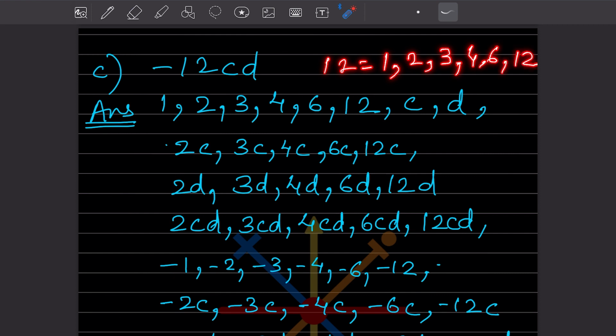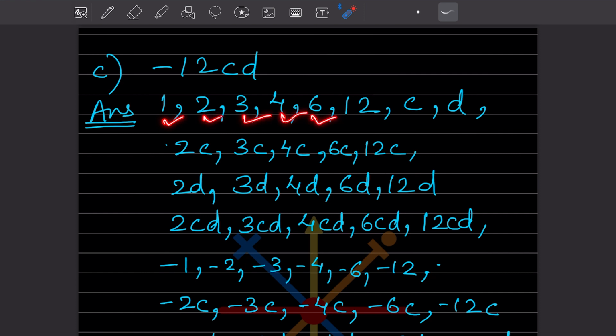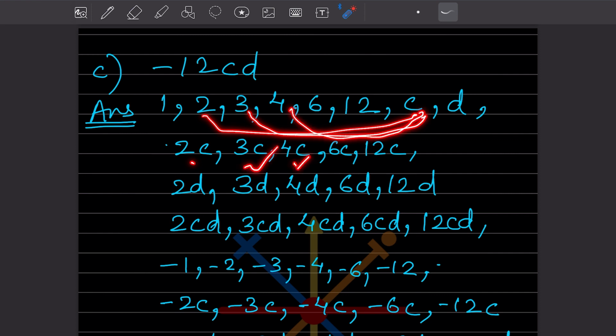Is it? So now what are we going to do? Here again, 1, 2, 3, 4, 6, and 12. Okay. And then we'll write here C and D. So C and D. So then what are the possibilities? 2 into C, that is 2C. 3 into C, that is 3C. 4 into C, that is 4C. 6 into C, that is 6C. And 12 into C, that is 12C.